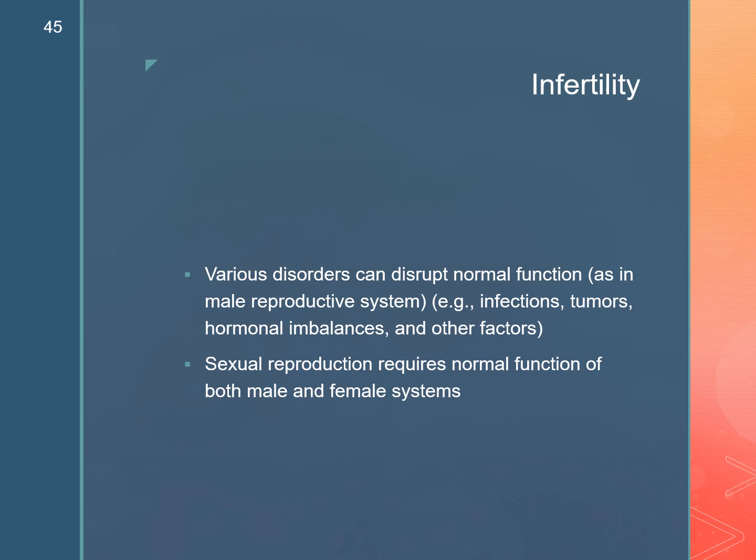As with the male reproductive system and infertility, there are various disorders that can interrupt female fertility as well. And that's some of the things that we've already talked about, like infections, tumors, hormonal imbalances, genetic abnormalities. They run the gamut, right? A bunch of other factors. And then just important to note that for sexual reproduction to work, it requires 2 normal functioning individuals, right? The male and the female, or it's going to require healthy sex cells.